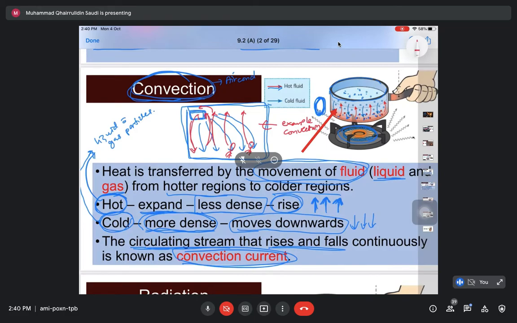That is why kalau kita letak aircon dekat bawah, terus turun bawah lah semua. Okay, awak tak rasa? Kalau awak duduk dekat sini, awak akan rasa panas sebab udara panas naik ke atas. Boleh faham?